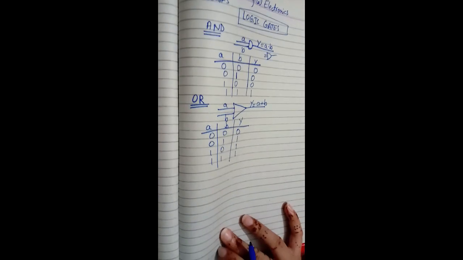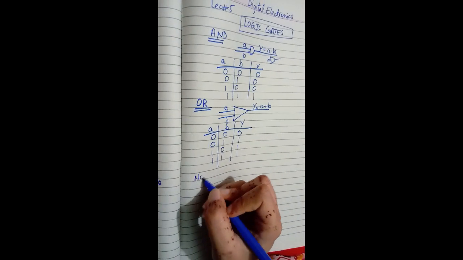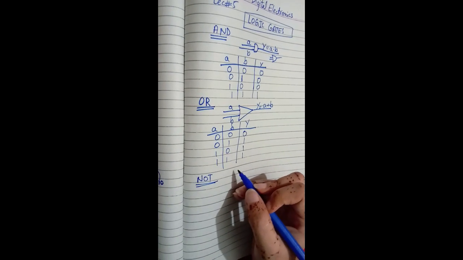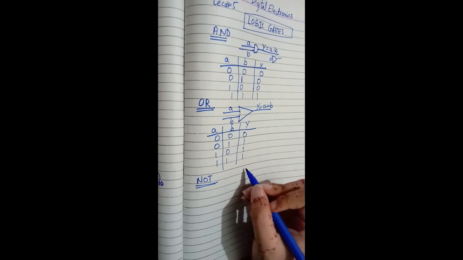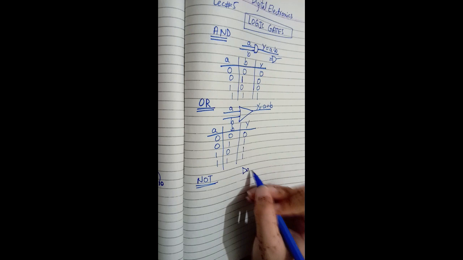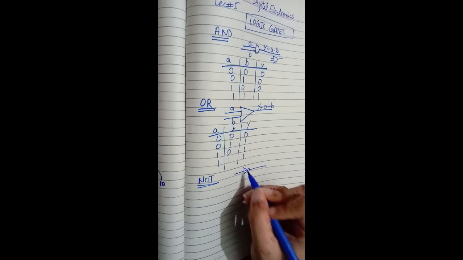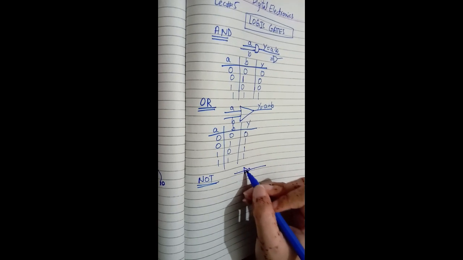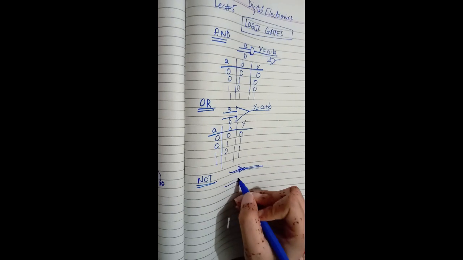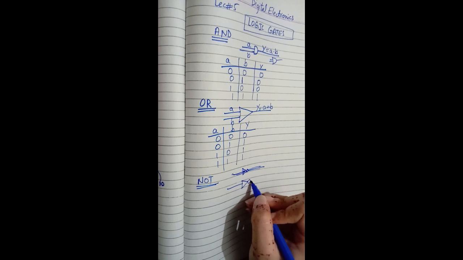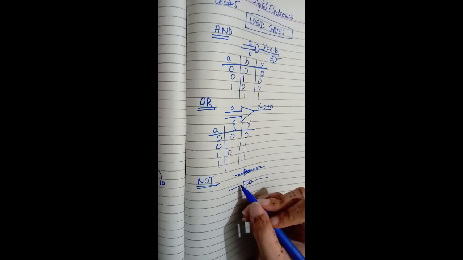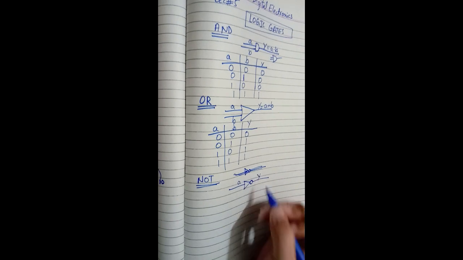Okay, the next gate is NOT, which is basically the conversion. Its symbol is like a simple triangle, and the NOT gate. Sorry. Okay, I will draw it again. Okay, like this. This is basically the symbol of conversion. Input is A, output is Y.